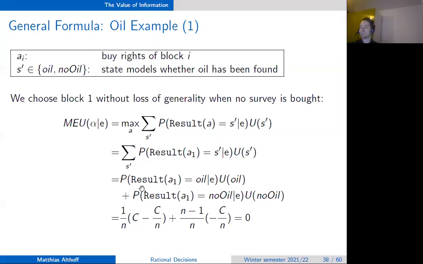And then we just have to multiply the probability that we find oil in area 1 with the utility of oil, plus the probability that there's no oil in area 1 with the utility of no oil. Of course, if there's no oil, the utility is just the cost. And if there's oil, it's C minus C over N. And we see, as we have already reasoned without this formula before, that on average, if we don't have any additional information, we make no money at all. So the maximum expected utility without any additional information is just 0.